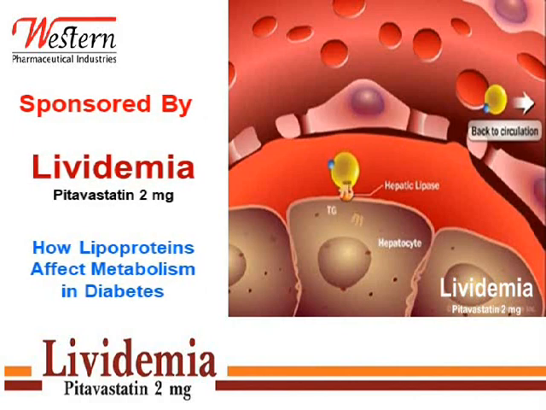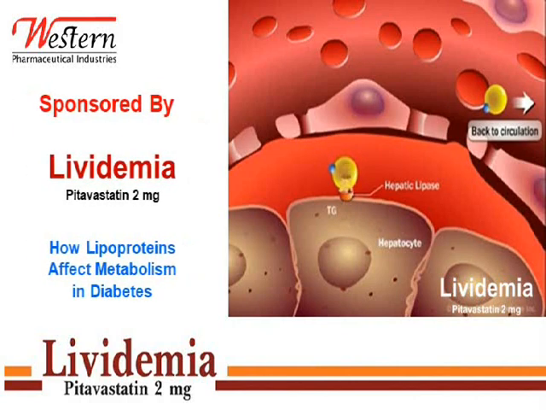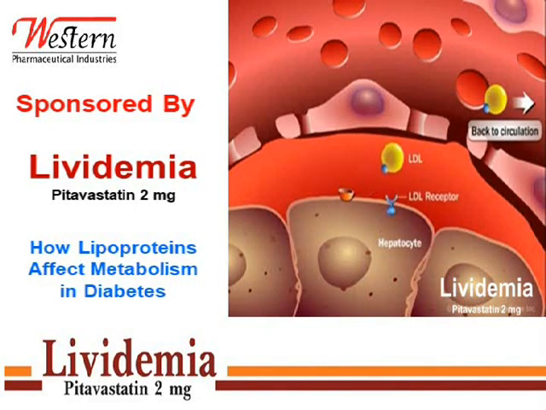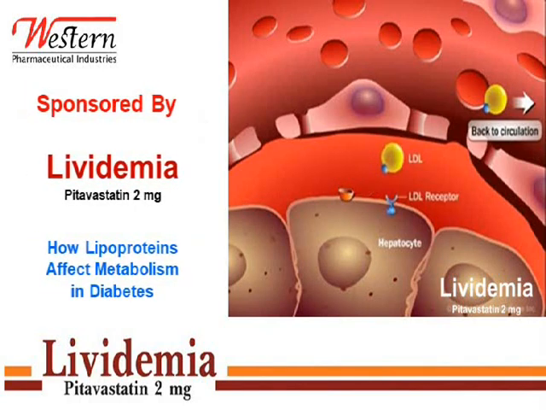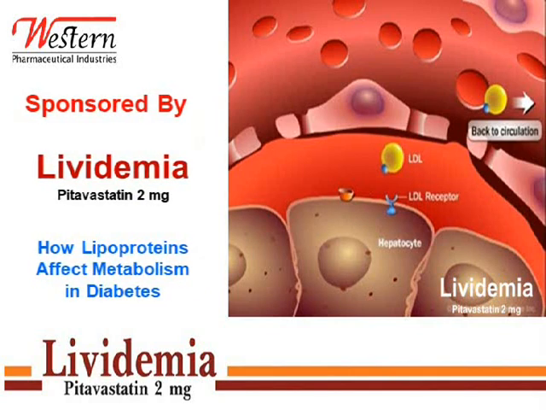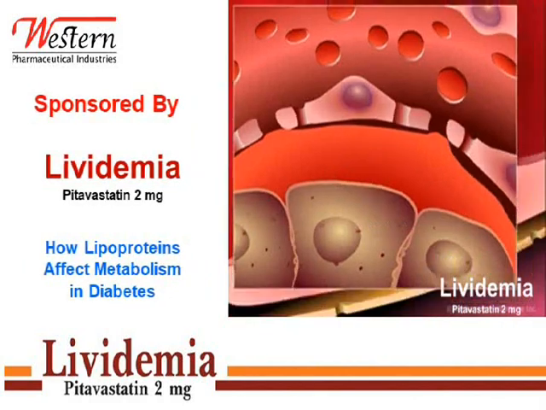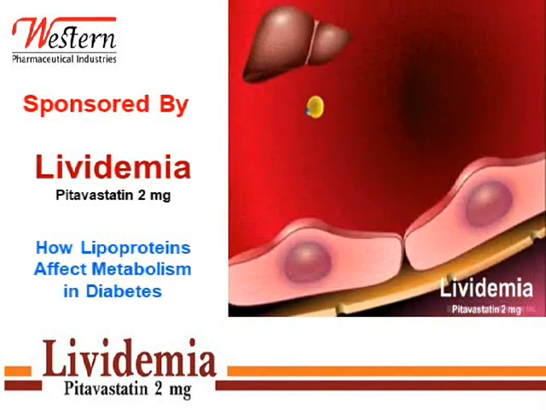Some of the LDL particles that are products of intermediate density lipoprotein metabolism return to the general circulation. Other LDL particles bind to specific LDL receptors found on the surface of the hepatocytes and thereby get cleared from the circulation.